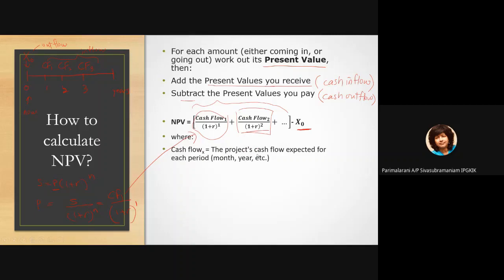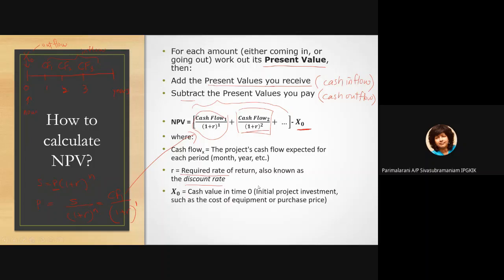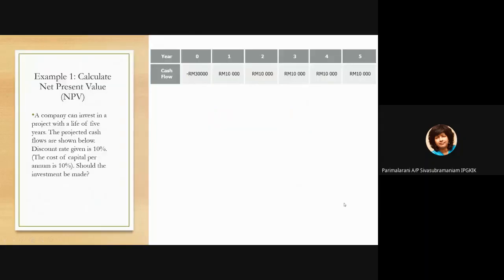CF is the cash flow expected for each period. R is the required rate of interest, also known as the discount rate. This is normally given. X0 is the cash value at time 0. It's also the initial project investment. Sometimes if you're buying or paying for something, that is the initial project investment. So this is the formula for NPV.